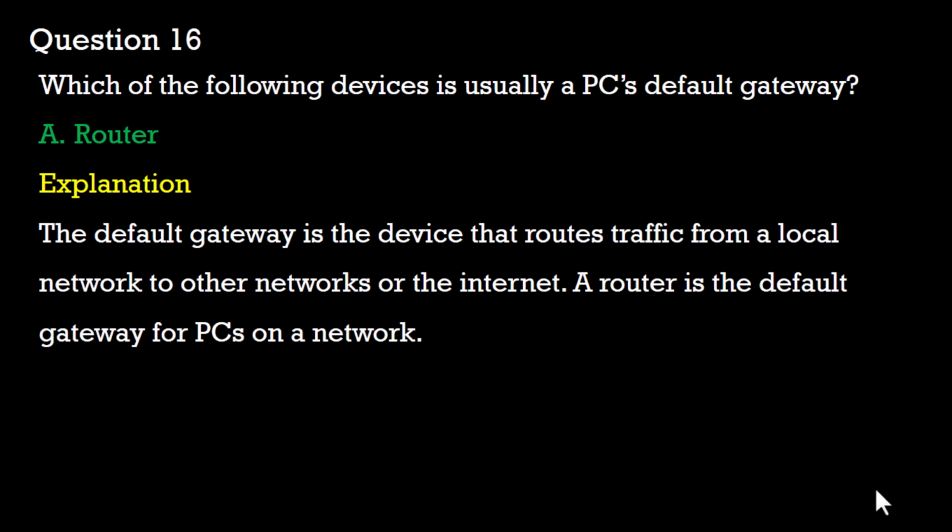The default gateway is the device that routes traffic from a local network to other networks or to the internet. So a router is the default gateway for PCs on a network because this is the device that routes all the traffic on the network. When a PC needs to send data to a destination outside its local network, it forwards the data to the router, and the router then handles the routing to the destination network.